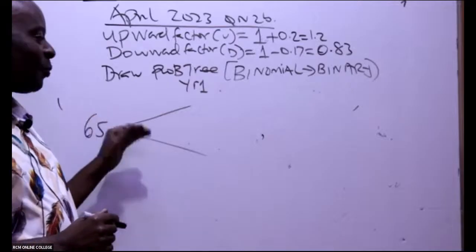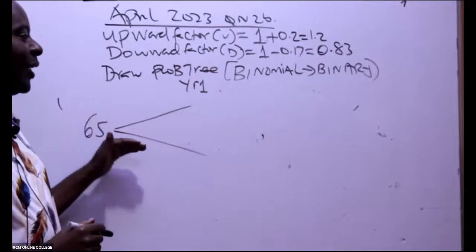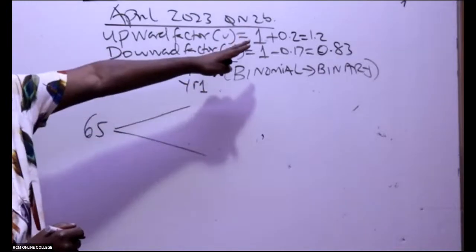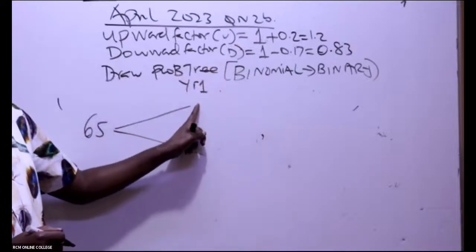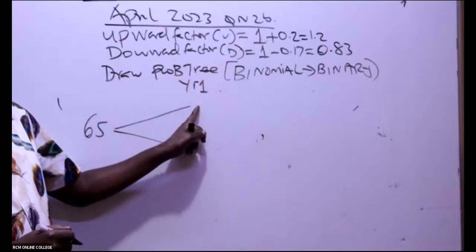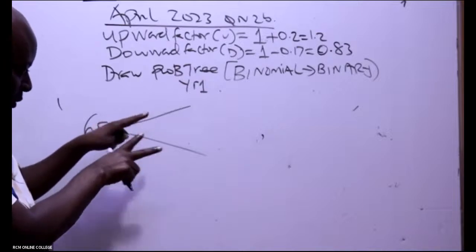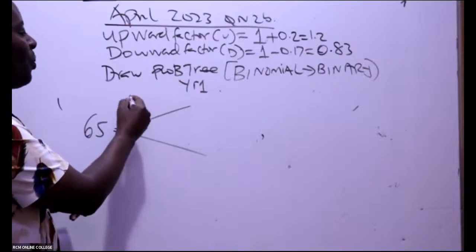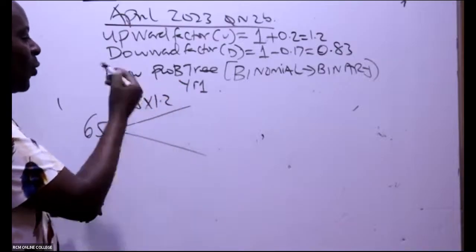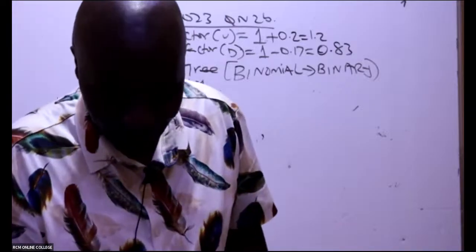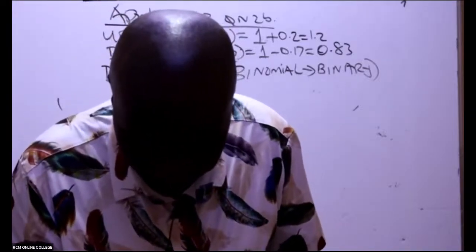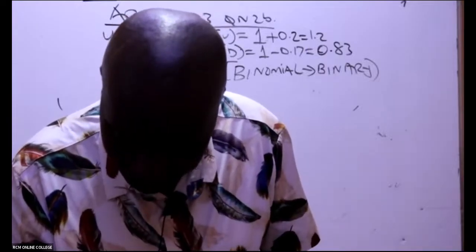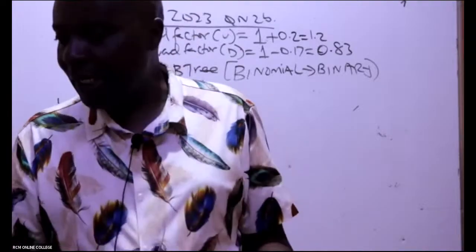And then there are two possibilities. At the end of year 1, it will either go up or down. So if it goes up by 1.2, what will be the new price? Because it is binomial, there are two occurrences. So if it goes up by 1.2, the new price will be 65 times 1.2. Have you seen where I got 65 from? Yeah, it is given in the question. We are told that currently, it is trading at 65.